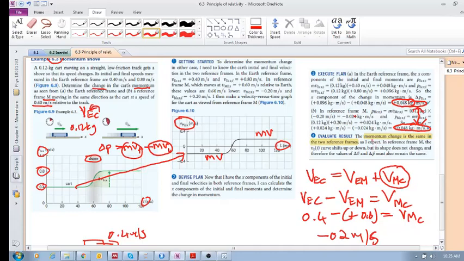So this is what we need to take away. The momentum change is the same in the two reference frames. As long as this reference frame is inertial, the change will be the same. Let's see here in reference frame M, the velocity time curve shifts up or down, right? Can you see this curve? All that has happened in this curve is that it's shifted down so that your zero axis, or your time axis, is over there. But its shape does not change. The shape does not change, and therefore the values of delta V and delta P must also remain the same. Good.